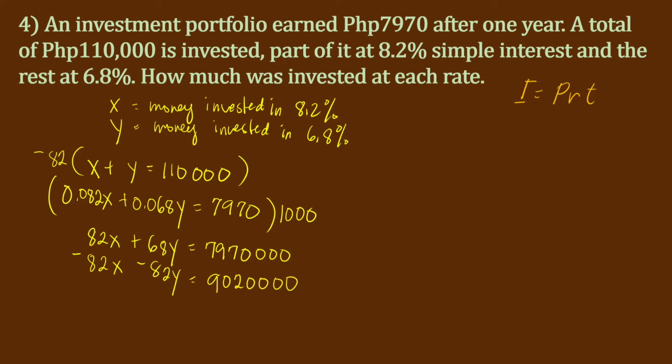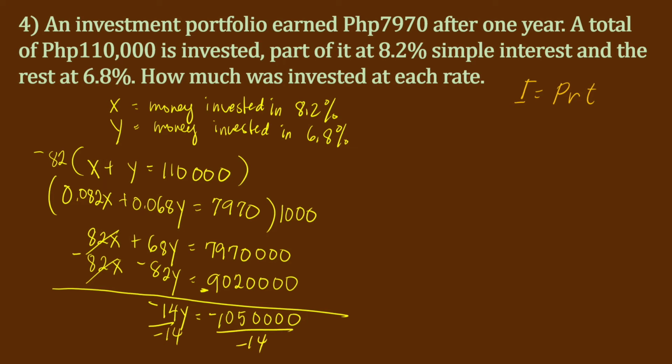Right? Negative. And then, with these two equations, we can now cancel out x. 68 and negative 82, so that is negative 14y. And these two constants here, negative 902, and then there are 4 zeros, we added to 797. That will give us negative 105, and then there are 4 zeros. Divide both sides by negative 14.